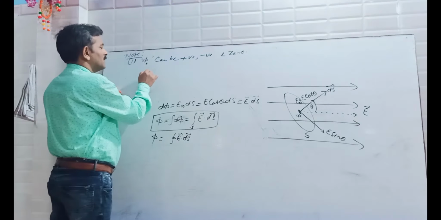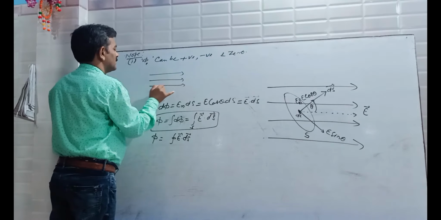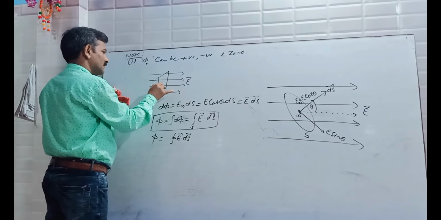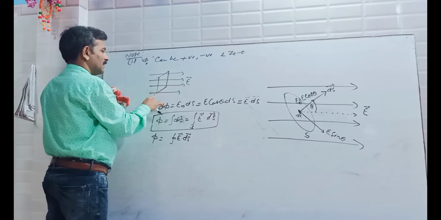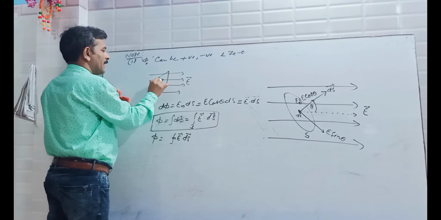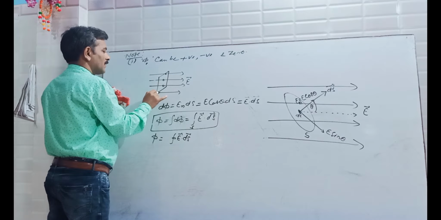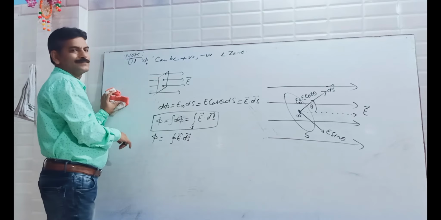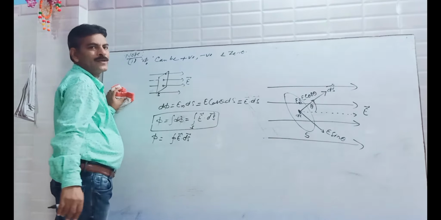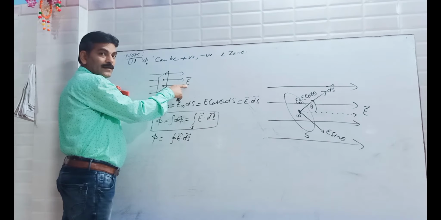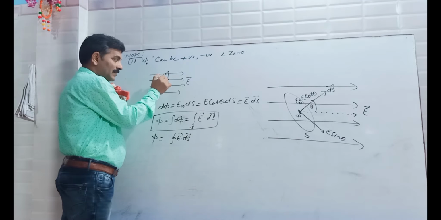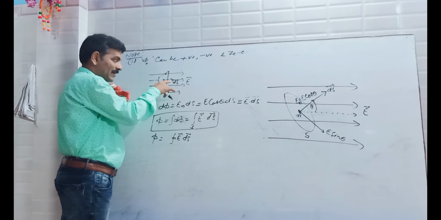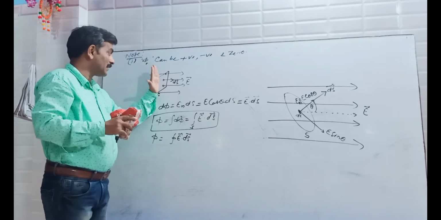Obviously, you see, suppose this is your uniform electric field E. And suppose this is my surface. In this case, this is the surface area vector. So the area vector is also along this direction. The area vector is always perpendicular to the surface.